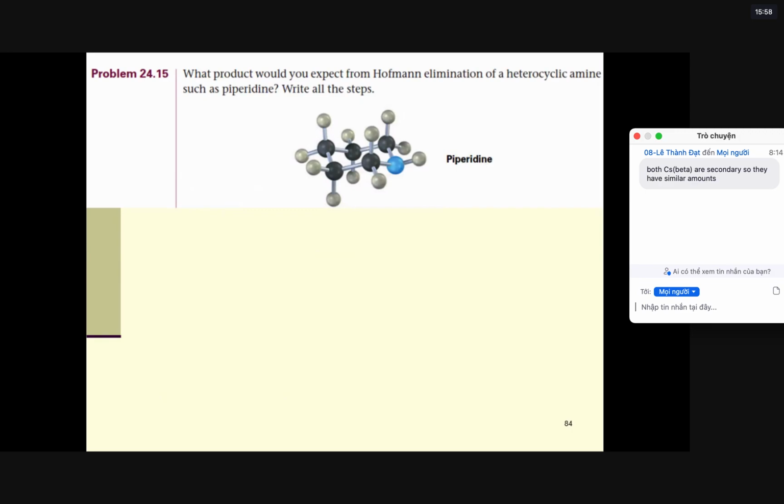But anyway, here's the question: what product would you expect from Hofmann elimination of a heterocyclic amine, such as piperidine? Okay, and write.